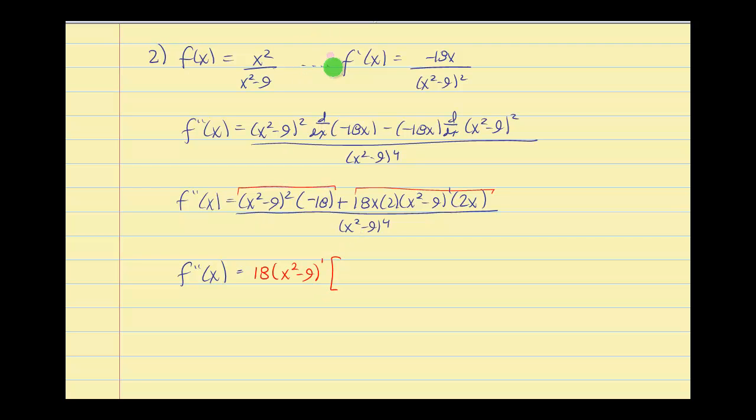So in this first term, if I factor away an 18, I'm left with a negative 1. We can write it as a negative 1. If I factor x squared minus 9 to the first away from x squared minus 9 squared, I'm left with x squared minus 9. Now in this second term, if I factor away the 18, I'm going to be left with, it looks like, 2x times 2, which is 4x.